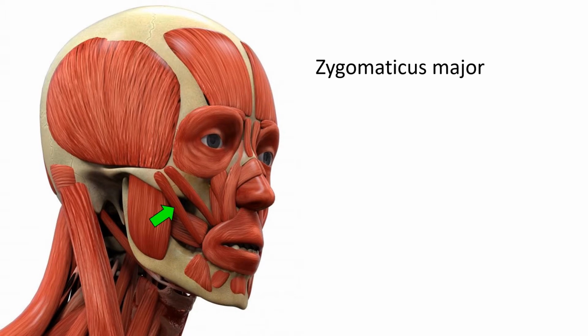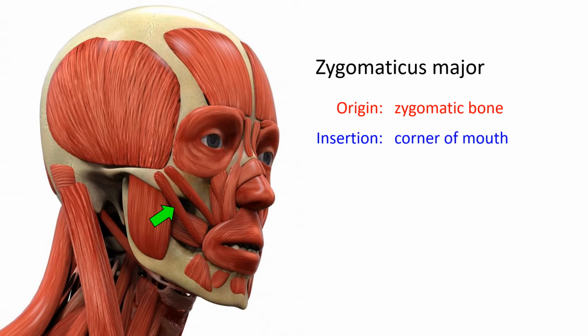This muscle is the zygomaticus major. This muscle has its origin on the zygomatic bone, and its insertion is in the corner of the mouth. Its action is to elevate the corner of the mouth. So when you smile, this is actually one of the muscles that you're using.